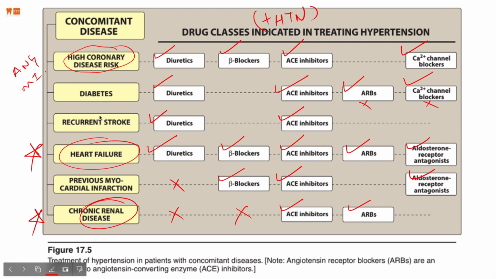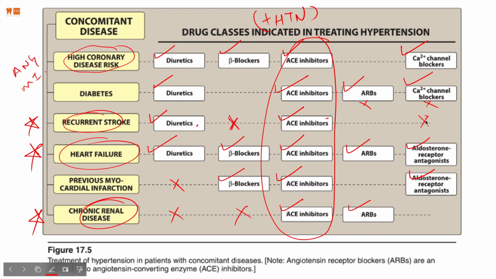Now let's talk about recurrent strokes. In that case, it's easy to understand that diuretics can be given, no problem. ACE inhibitors are actually given in all diseases, so one of the most common medications, for sure. But why aren't we giving beta blockers? Why aren't we giving calcium channel blockers? Well, think about it. If there is a stroke and we give beta blockers, then the blood flow through the heart is impeded. We can't afford that. Yes, we can deal with the kidney, no problem, but direct blood flow, not a useful choice.